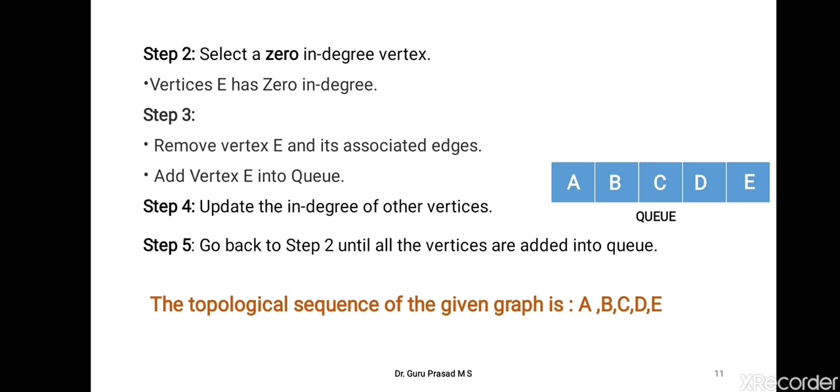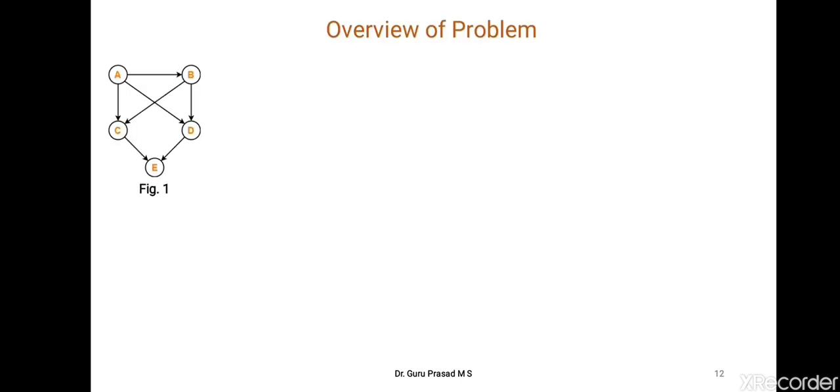Overview of the problem. In the problem, first they will give the graph. For the graph, first you have to calculate the in degree as shown in figure 2. Now from figure 2, you have to select the 0 in degree vertex. So the 0 in degree vertex is vertex A. I am selecting that one, removing that vertex from the graph and its associated edges, and adding the vertex A into the queue.